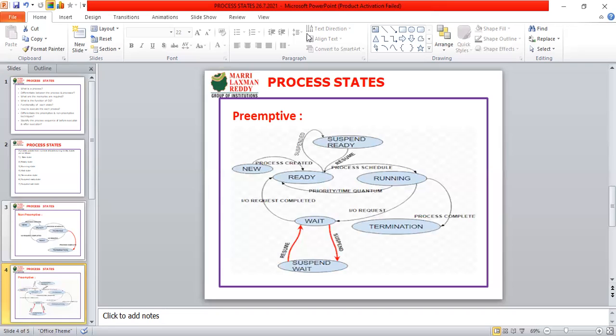The processor is allocating to the next process. In the preemptive method, the processor is very busy. In the non-preemptive method, if any process is waiting for the IO request, that process is in waiting time.